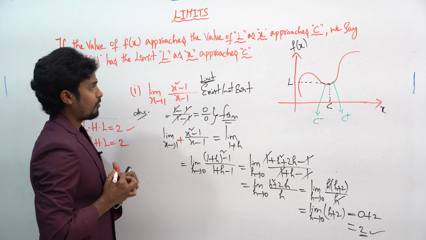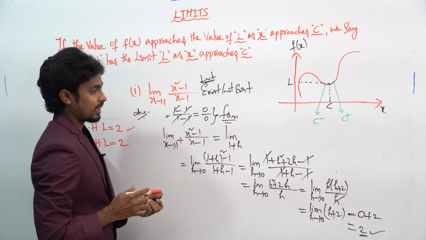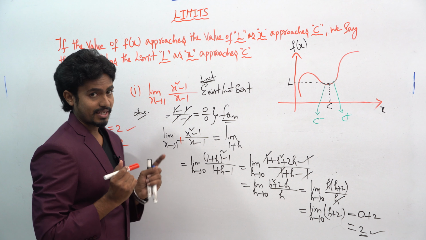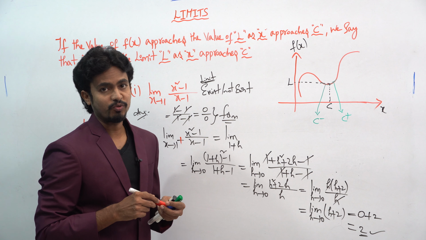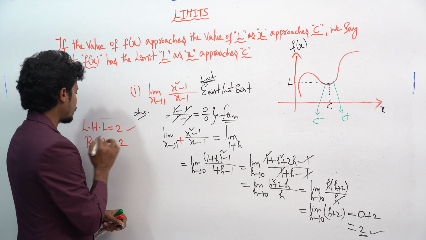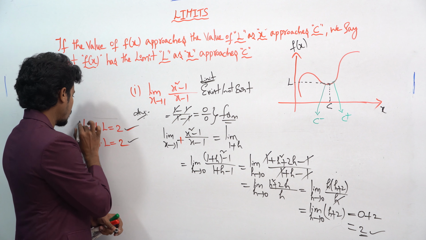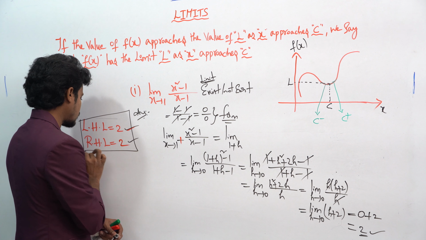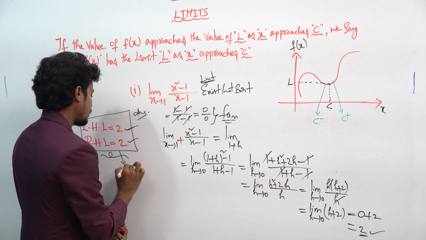If you want to satisfy the limit condition, what you have to get? You must get the left hand limit equal to the right hand limit. So here you can see left hand limit is 2 and right hand limit is 2. Hence our condition gets satisfied. Here the limit exists.